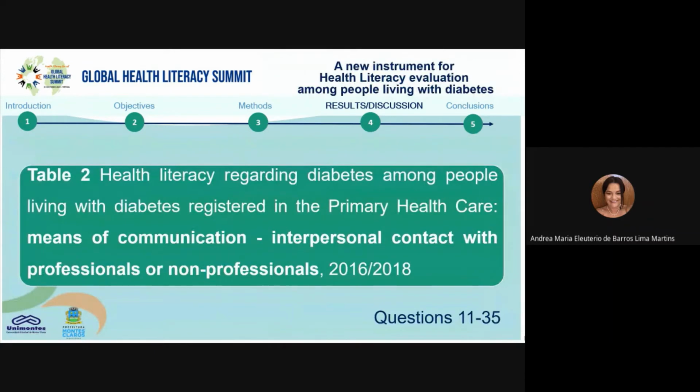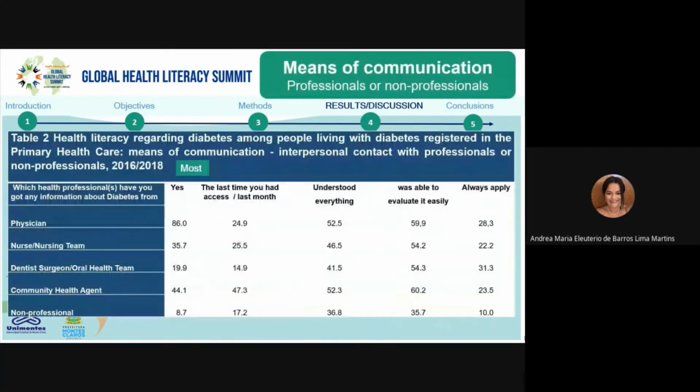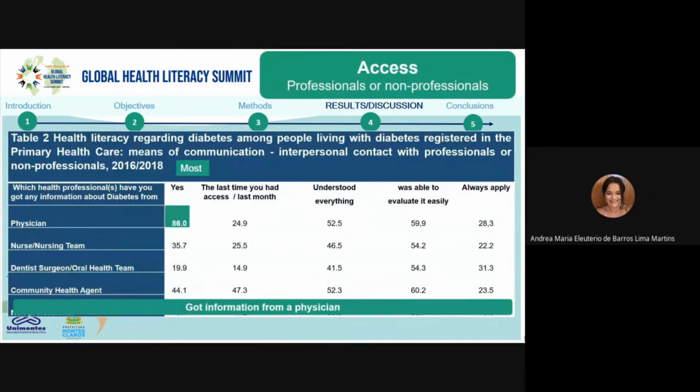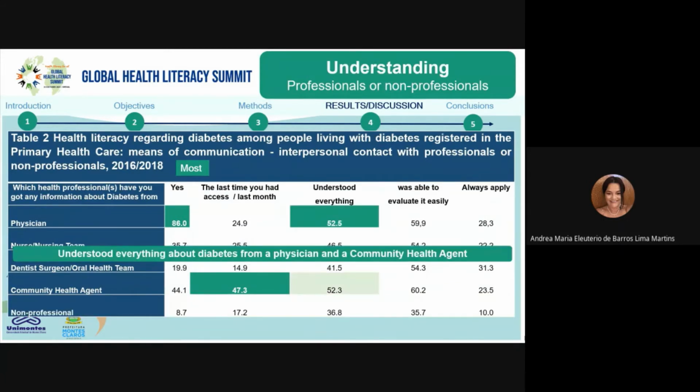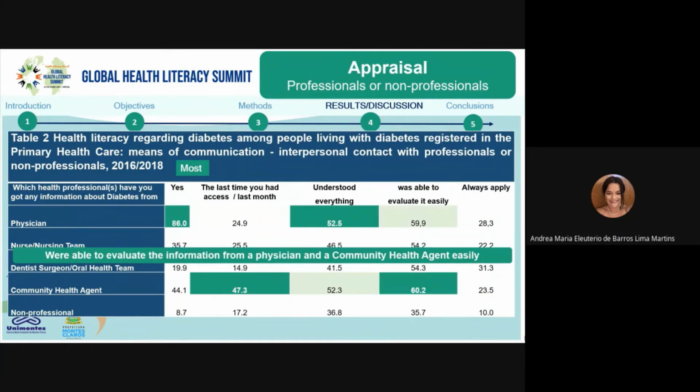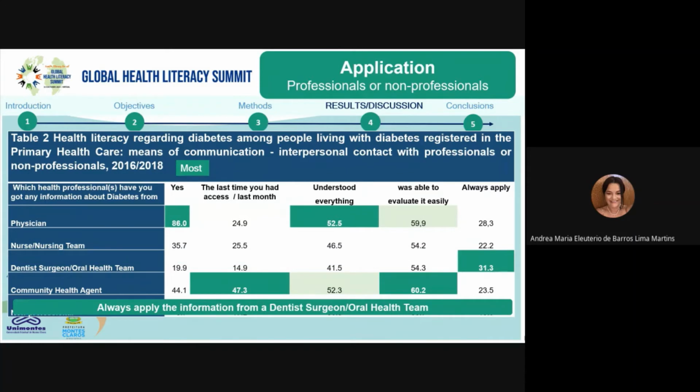Table 2, health literacy regarding diabetes among people living with diabetes registered in the primary healthcare, means of communication, interpersonal contact with professionals or non-professionals. Most got information from a physician. The last time which they had access in the last month was from a community health agent. Most understood everything about diabetes from a physician and a community health agent. Most were able to evaluate the information from a physician and a community health agent easily. Most always apply the information from a dentist, surgeon, oral health team.